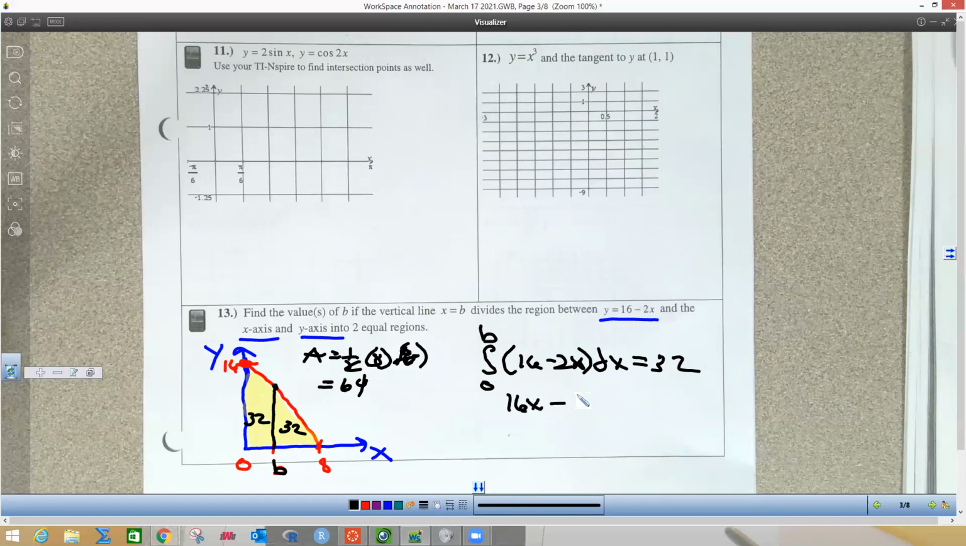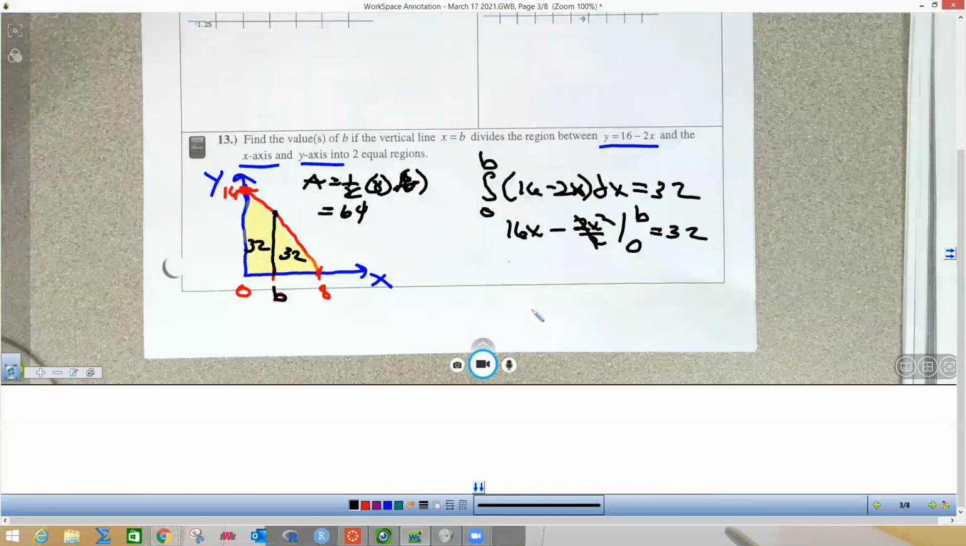Now I'm going to do the integral. So I get 16x minus 2x squared over 2. I hope we know that reduces. And over here, my lower bound's 0, my upper bound's b, and that's 32. Am I going too fast? So now I'm going to plug in my upper bound. So I'm going to get 16b minus b squared. And then you plug in 0. So that's going to be minus 0 is equal to 32.